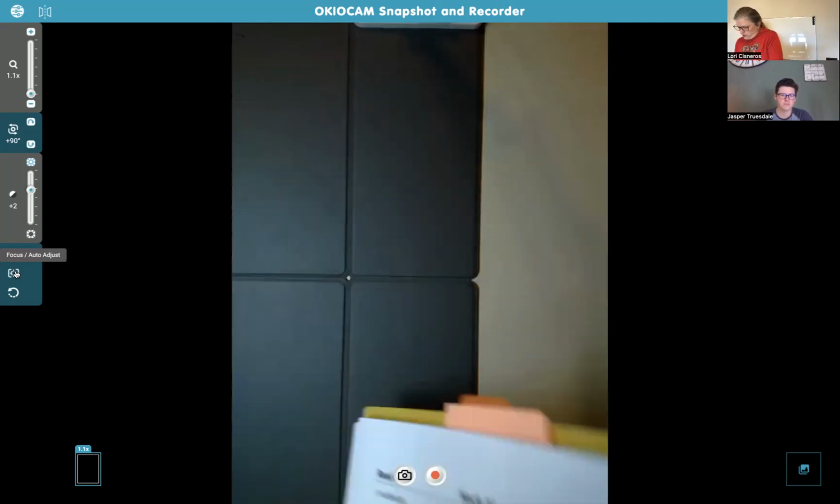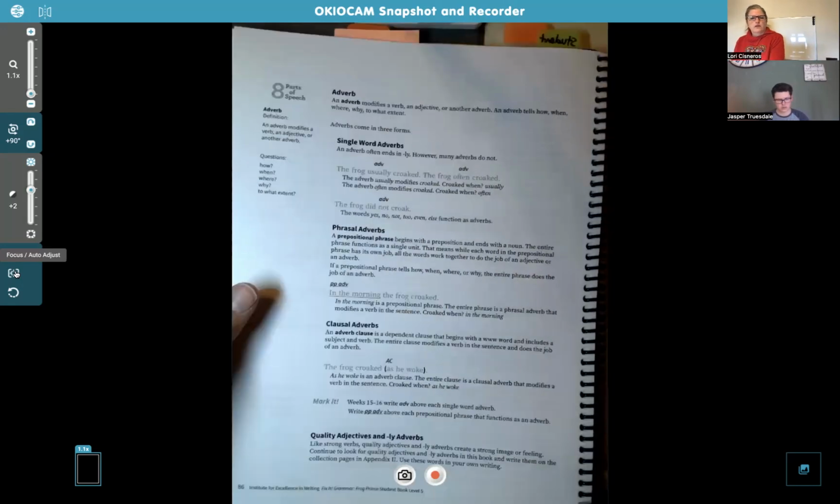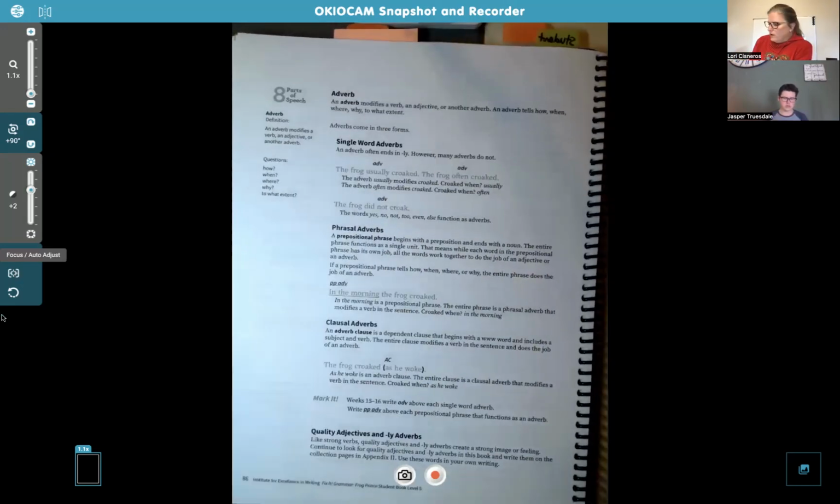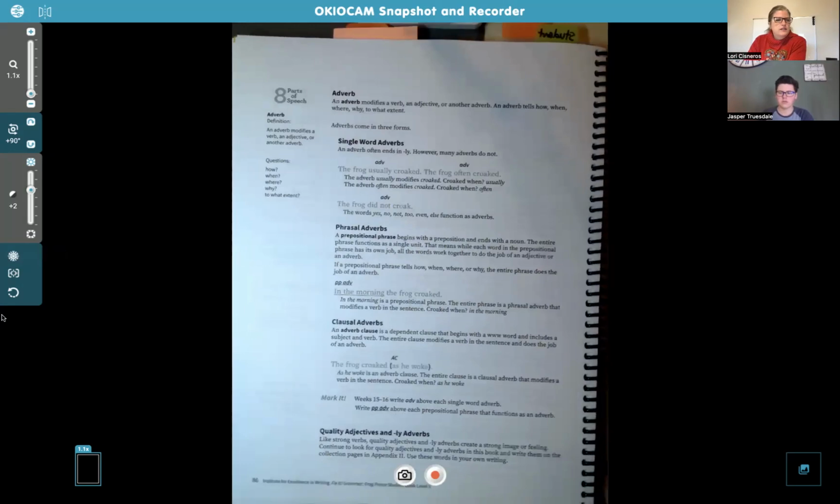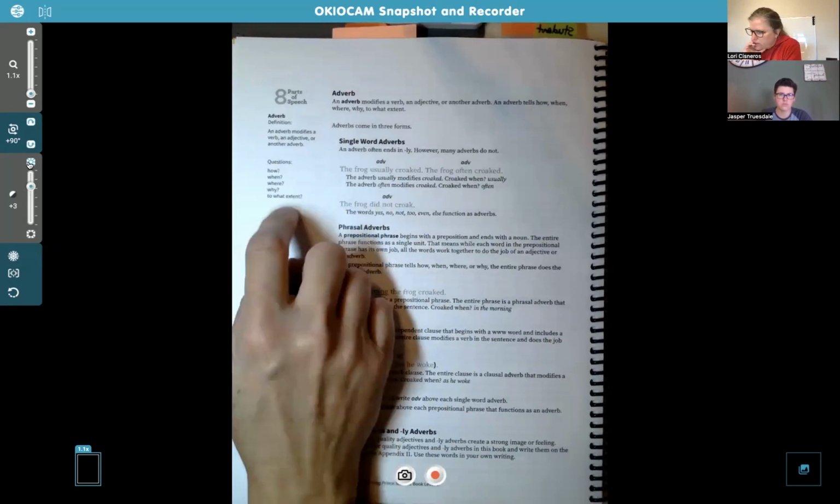Okay. Go ahead and turn to 86. There's a little bit more. We're talking about adverbs on this page. And we already know it modifies a verb, an adjective, or another adverb. An adverb tells how, when, where, why, and to what extent. Here's your margin questions to remind you about that.